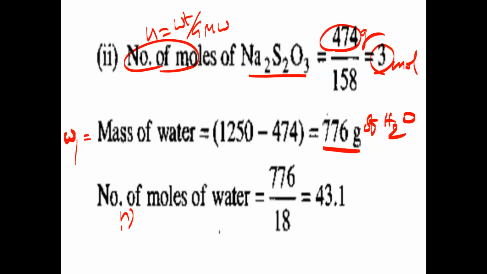Now, the number of moles of water. The formula: given weight of water by gram molecular weight is equal to 43.1 moles of H2O. How many moles of H2O are there here? 43.1 moles of H2O is present.